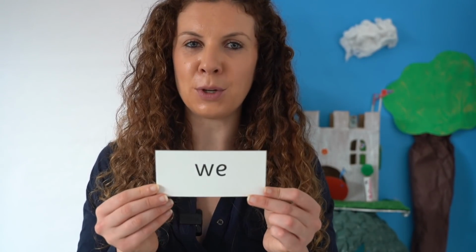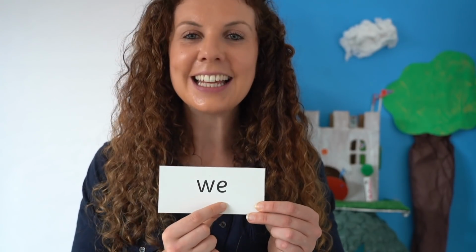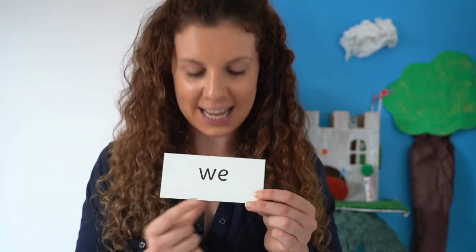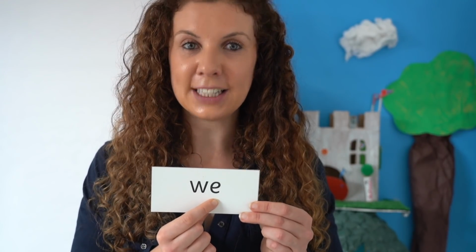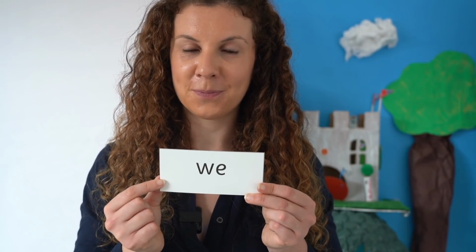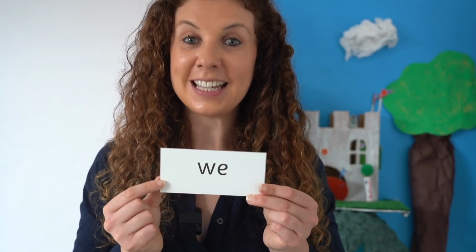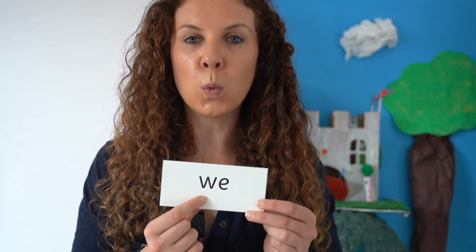Now we're going to try another. You know how to read this word too. Can you remember the tricky bit? Yes, the tricky bit is here. This says ee. Can you read the word? Let's read it together. W, ee, we. Now, let's read them quickly. I'm going to mix them up. I want you to read them aloud. Are you ready?